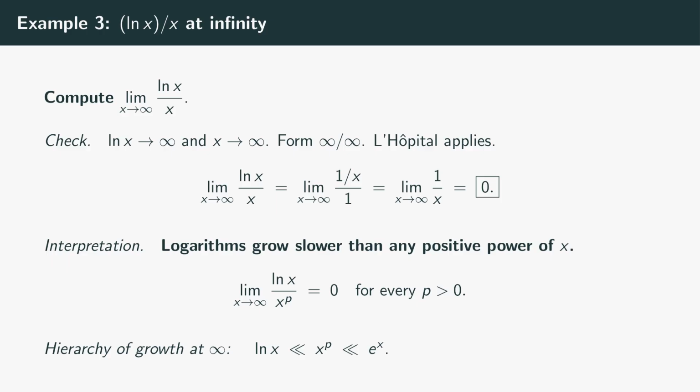The natural log of x over x to the p has L'Hopital derivative 1 over x over p times x to the p minus 1, which equals 1 over p times x to the p, which goes to 0 for any positive p. There's a hierarchy of growth at infinity.